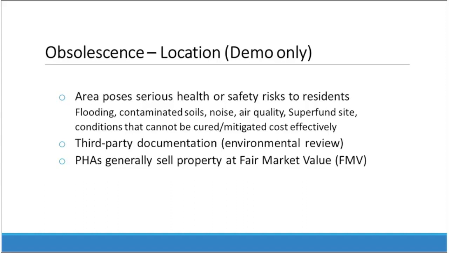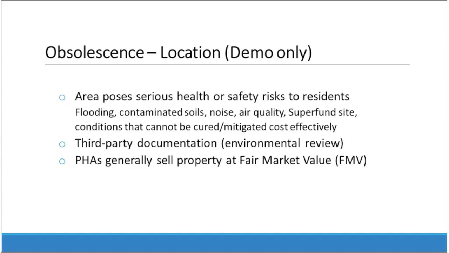Sticking with obsolescence, but just for demo only, so related to location. So this one is not based upon TDCs, but based upon what's around your property. So is your property in a flood zone? I think we talked on Tuesday about the changing flood zone maps, so keep an eye on those.